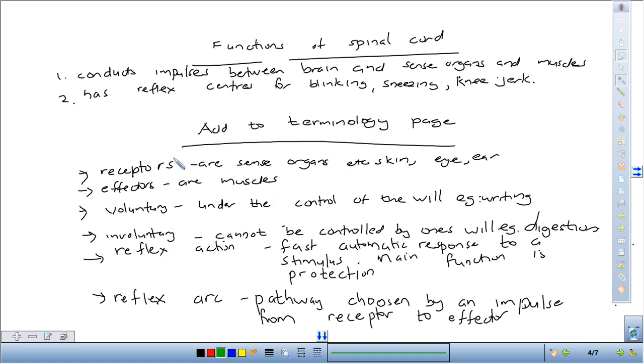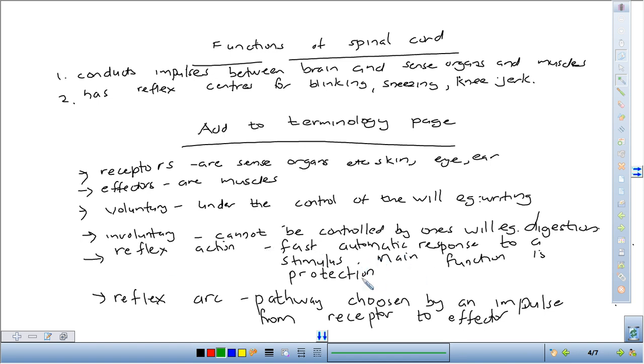On your terminology page that we already started with the central nervous system part, you enter receptors are sense organs, example, your skin, your eye, your ears. Effectors are your muscles. Voluntary, under the control of the will, example, study. You have the voluntary, you have the power to study. Involuntary, you cannot control it, example, digestion. Swallowing. Reflex action, something that's fast, it's automatic.